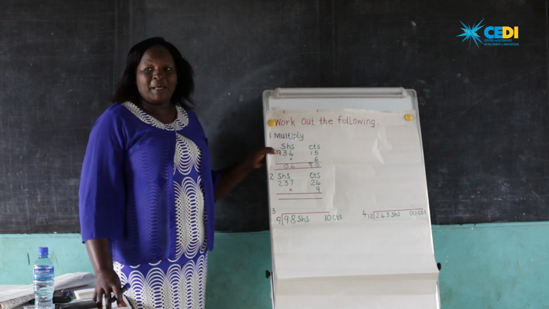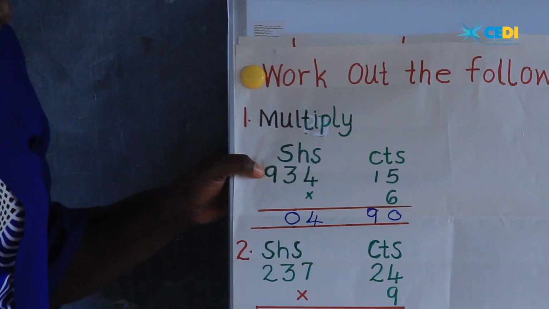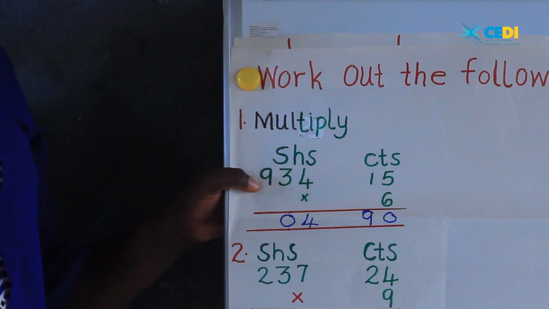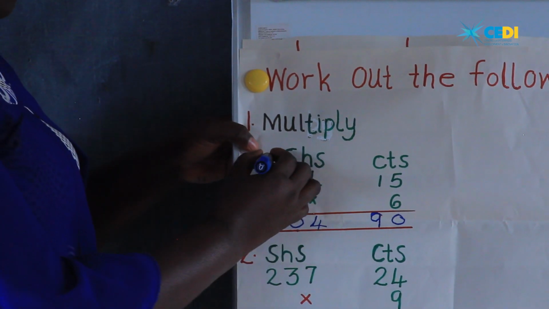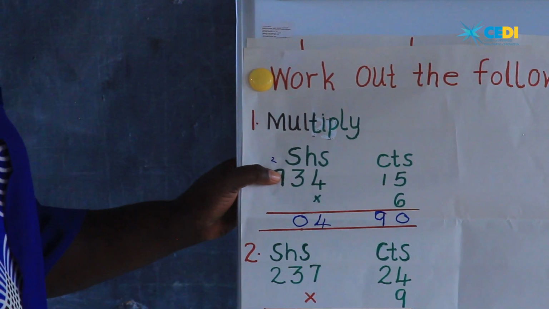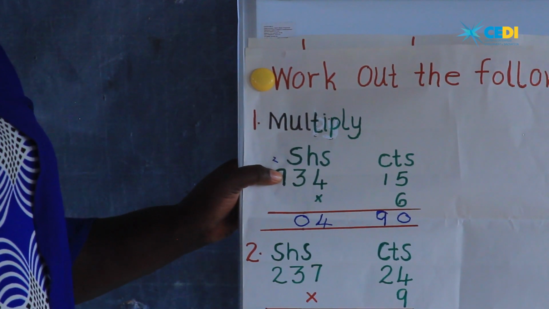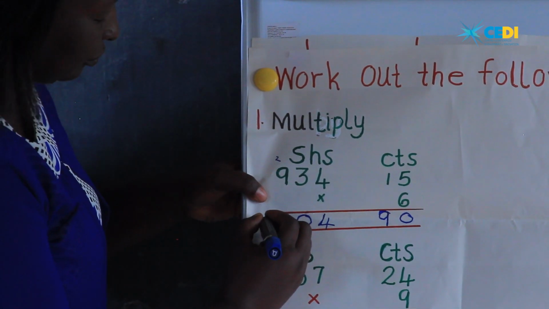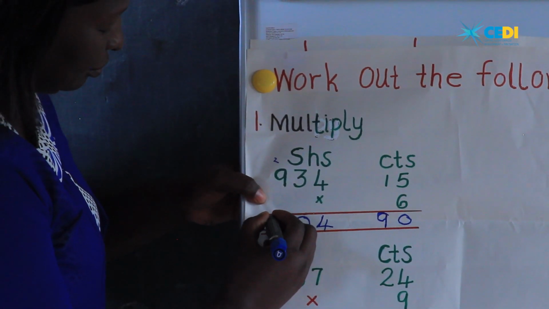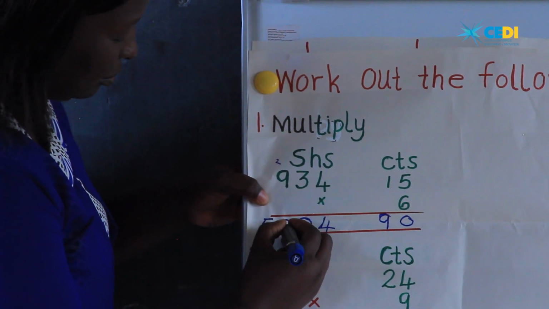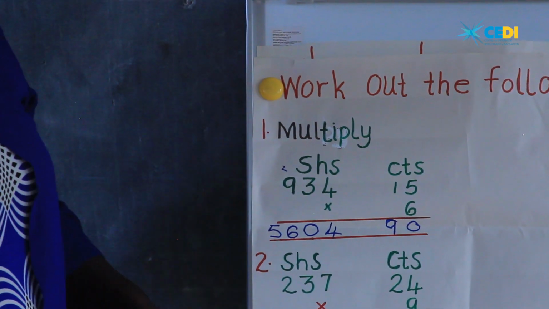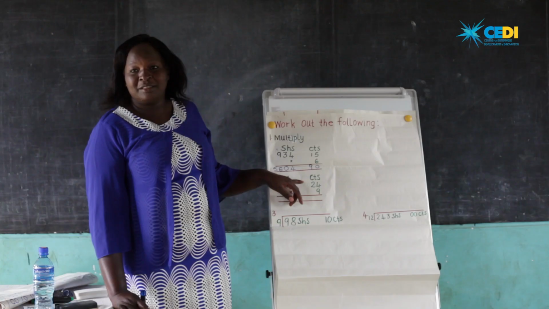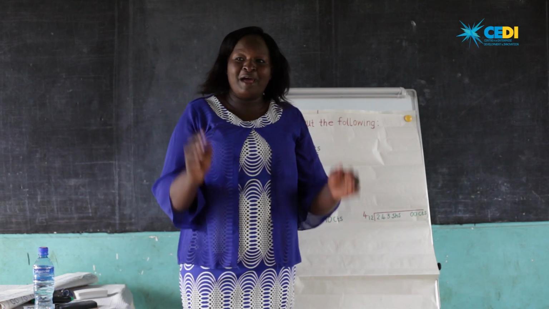Then in the hundreds place value is 9 shillings. So 9 times 6 is 54. But remember, we had carried 2. 54 plus 2 is equal to 56. So how many got the answer correct? Very good. Clap for yourselves.